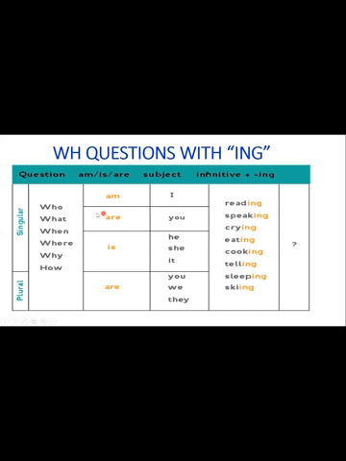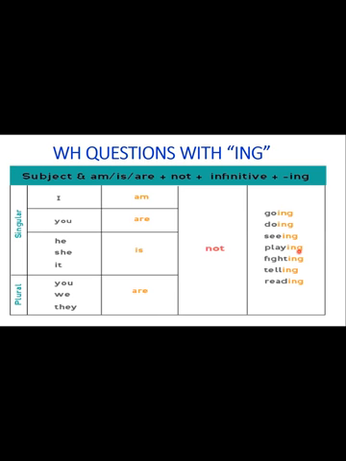Okay. Who am I reading? What are you reading? Or when are you speaking? Where is he eating? Why is he crying? Why is it telling? How is she cooking? How are you sleeping? How are we skiing? How are they reading? Okay, just examples of combinations, right? And remember that at the end you have to write a question mark because we are formulating a question.